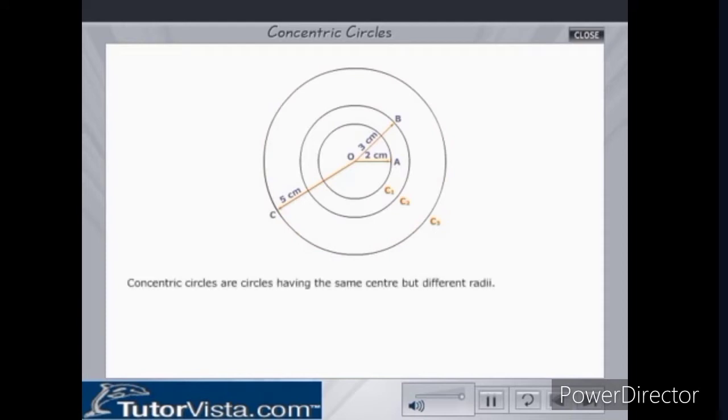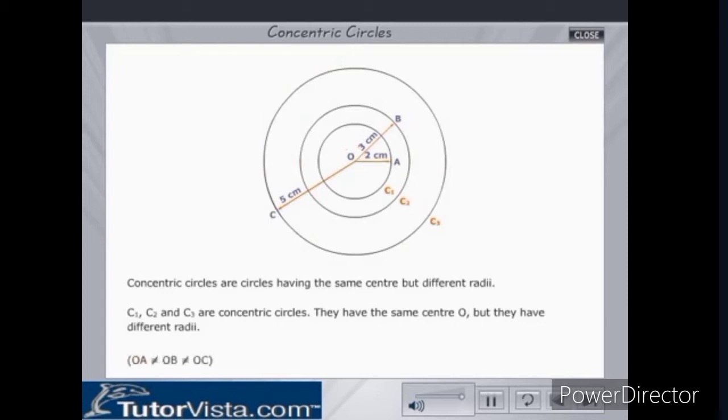Concentric circles are circles having the same center but different radii. Here, in the given figure, we observe that the three circles C1, C2 and C3 have the same center O but different radii. OA is not equal to OB is not equal to OC. Hence, the three circles are concentric.